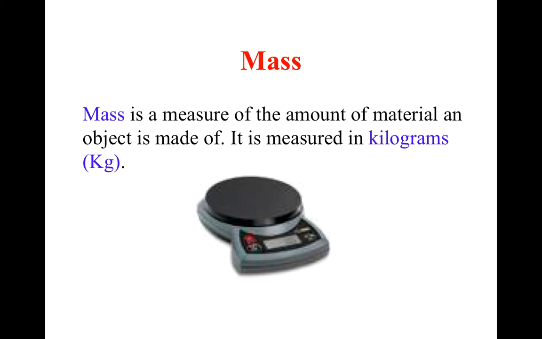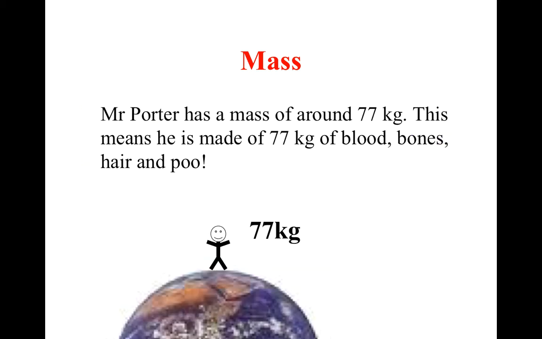So it's a part of our language where we're using the wrong scientific term. So now you're scientists, you have to make sure that when you are talking about the mass of an object in kilograms, you use the word mass. And if you are talking about an object in terms of newtons, you can use the word weight. So Mr. Potter has a mass of around 77 kilograms. And this means he is made of 77 kilograms of blood and bones and hair and poo and everything else that is inside our bodies.